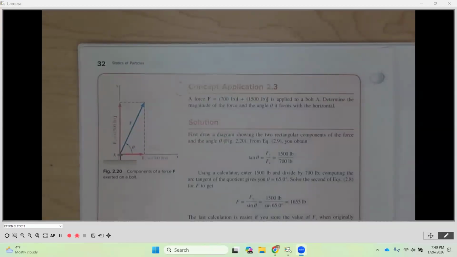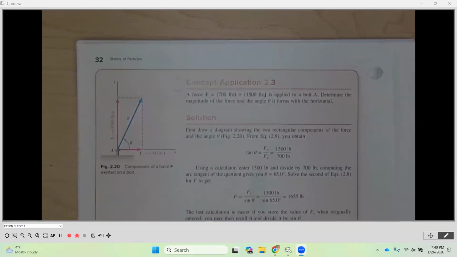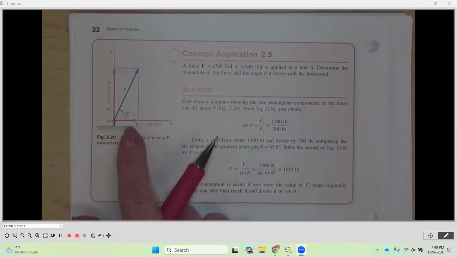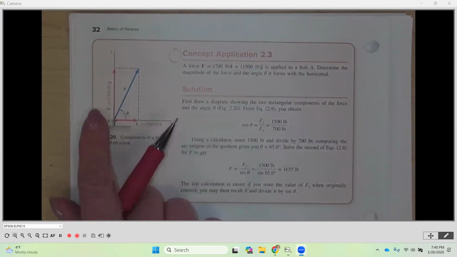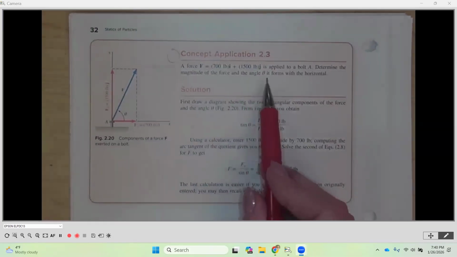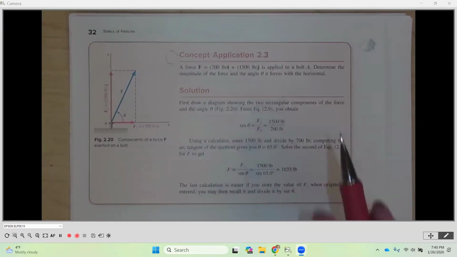Okay, so we're going to look at concept application 2.3, and we are going to do another problem where we're going to break the force that we're given here from its X and Y. Determine the magnitude of the force and the angle theta it forms with the horizontal.